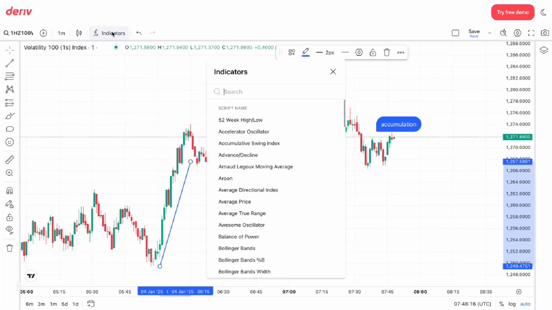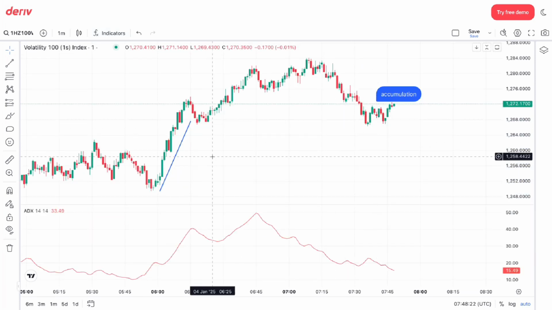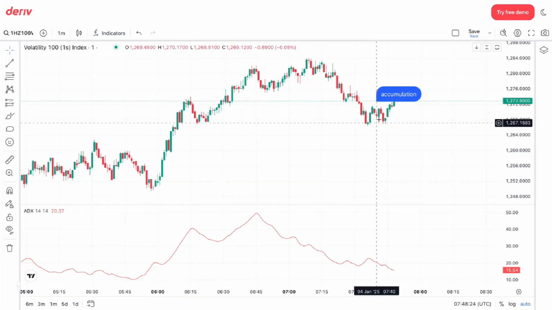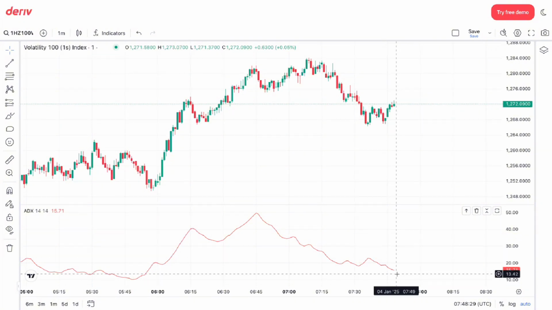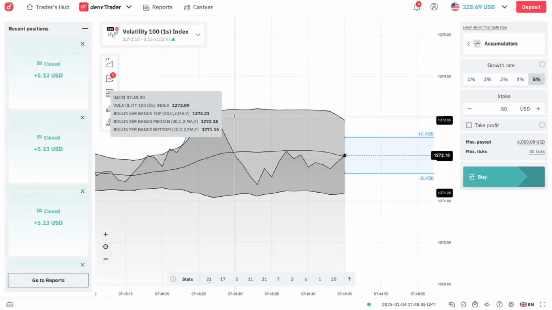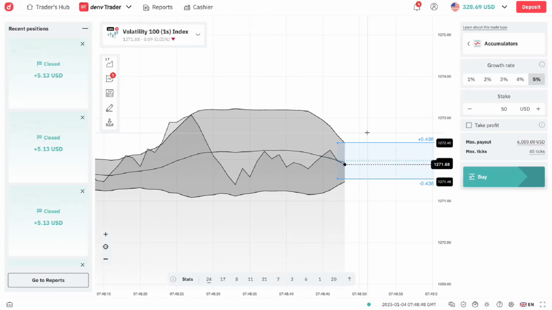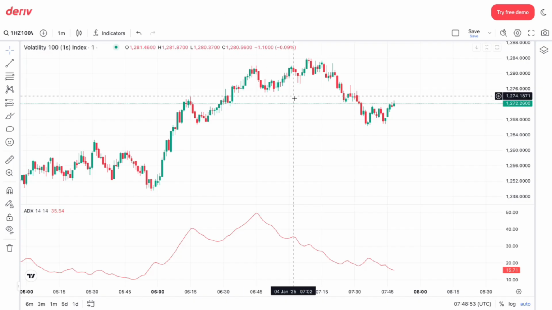There are also indicators like ADX, average directional index, that I've seen people use. Let's delete this. So let's remove this. So I've seen people recommend that the market needs to be between, I think, 17 and 23. So if you see this is 17 and 23, you are good to enter the accumulators market. But I don't really trust the indicators a lot on this market. So I prefer just looking at it from here. If I'm looking at it from here, there are high chances that I know what's happening.